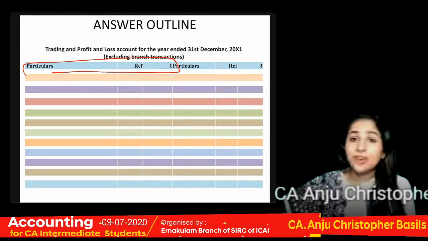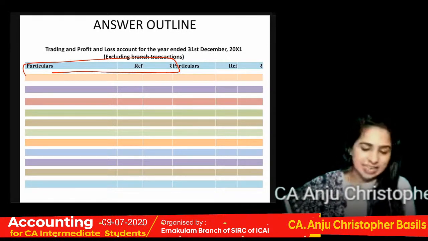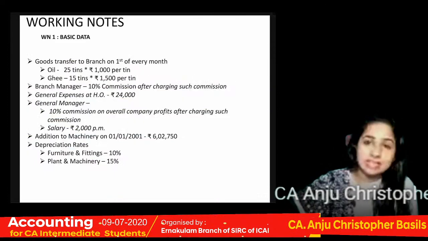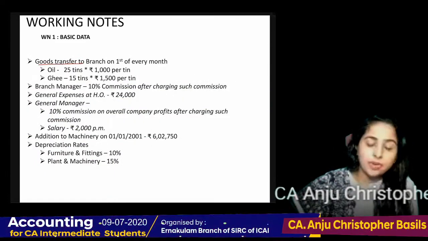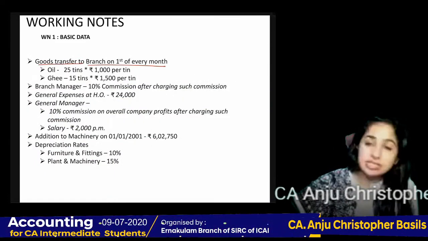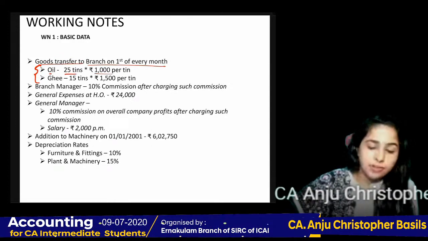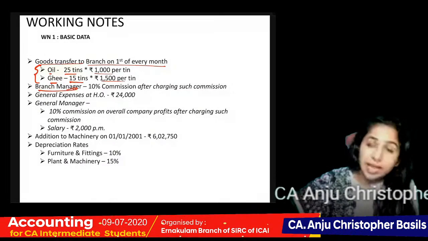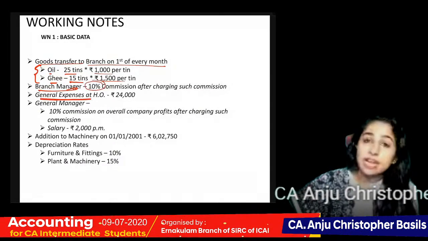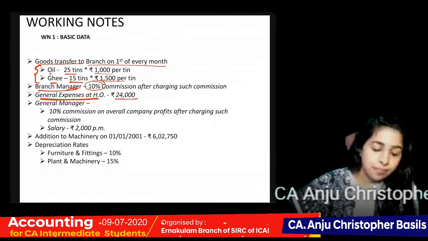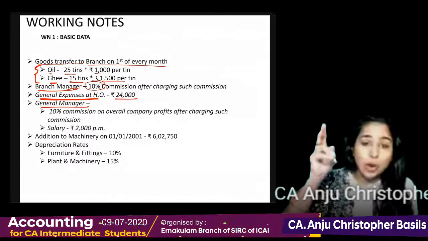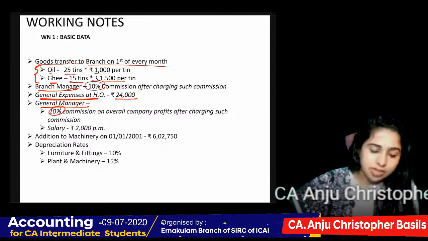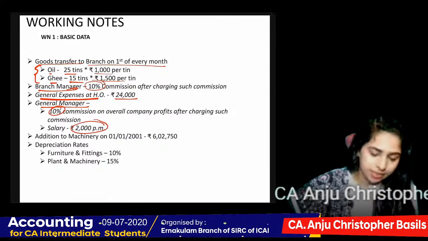Now over to the first working note of the basic data. Here we have goods transferred to branch in first of every month. We've already listed oil, it is 25 tons at 1000 per ton, and ghee it is 15 tons at 1500 per ton. Branch manager is entitled to a 10% commission. General expenses of HO is 24,000. General manager is entitled to two items: one is 10% commission, the other one is salary of 2,000 per month.